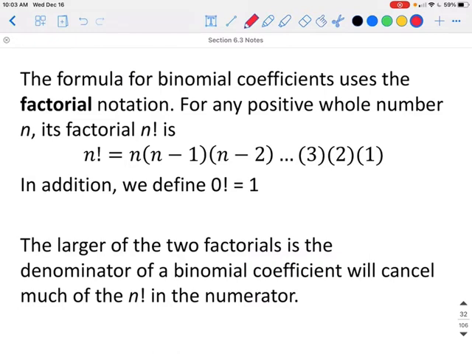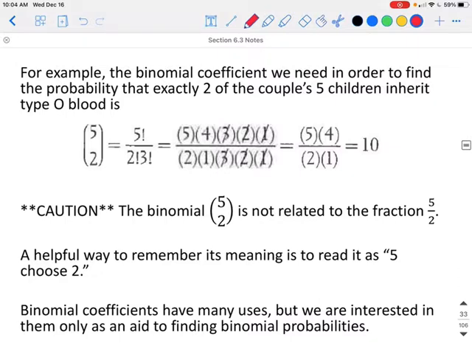The larger of the 2 factorials in the denominator of the binomial coefficient will cancel much of the n factorial in the numerator. So if we look at this, we had 5 kids total, and we were expecting exactly 2 of them to have type O blood. So it's going to be 5 factorial over 2 factorial times 3 factorial. 5 factorial is 5 times 4 times 3 times 2 times 1. 2 factorial is 2 times 1. And 3 factorial is 3 times 2 times 1. So we can cancel out those 3s, 2s, and 1s. That's just going to give us 5 times 4, which is 20, over 2 times 1, which is 2. And 20 divided by 2 gives us 10.